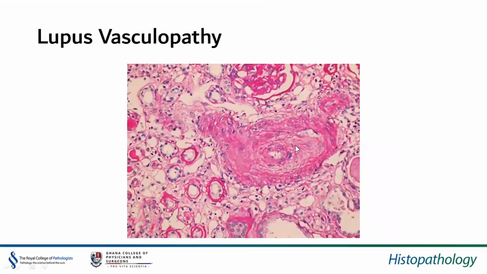This is a lupus vasculopathy with severe endothelial damage, this kind of edematous looking endothelial swelling with luminal compromise. So lupus can affect not just the glomeruli, but the vessels also. And the vascular involvement may be in the form of multiple changes, not just this type of vasculopathy, but other types of changes have also been described.